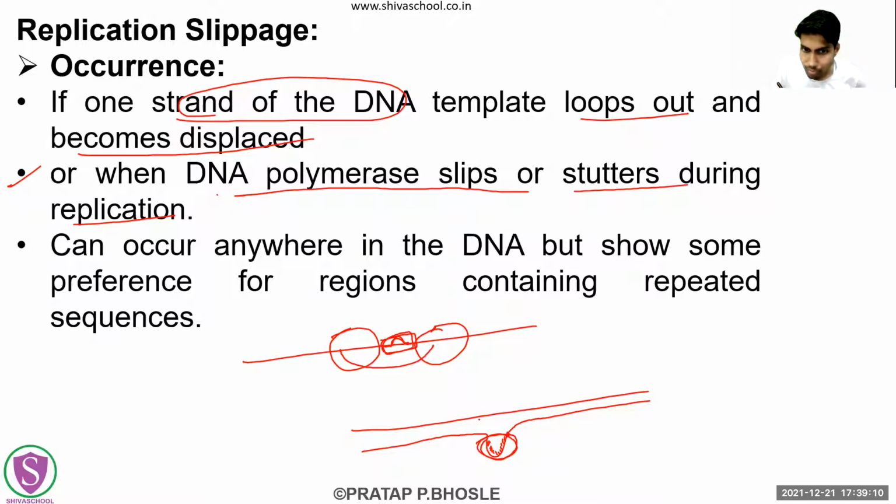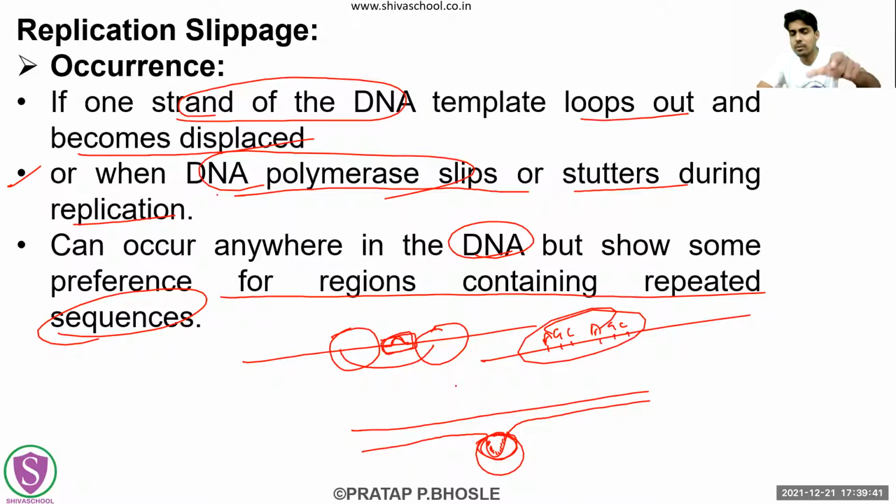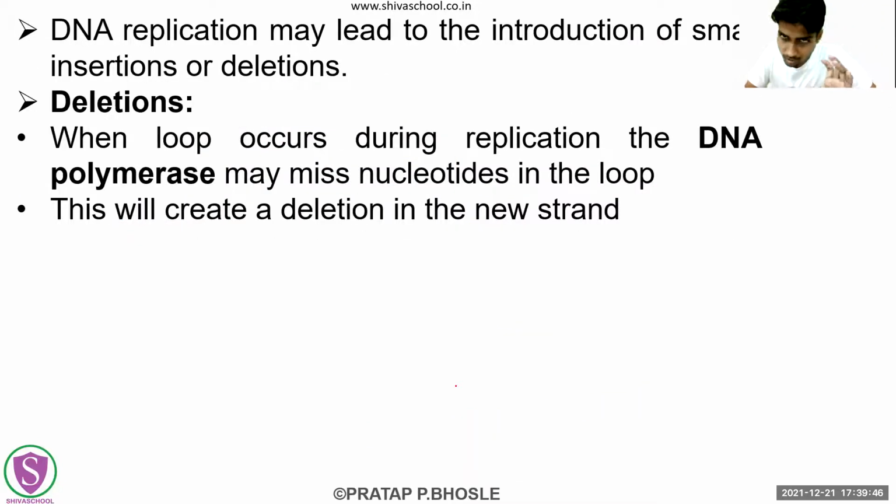One thing is if there is some looping out of the replication strand itself, or the DNA polymerase itself gets slipped. Now this can occur anywhere in the DNA, but most of the time it preferably occurs in the area where there are repeated sequences, like suppose A, G, C, A, G, C. If any kind of repetition is occurring in a particular area, in that area this kind of replication slippage will occur, or may occur.